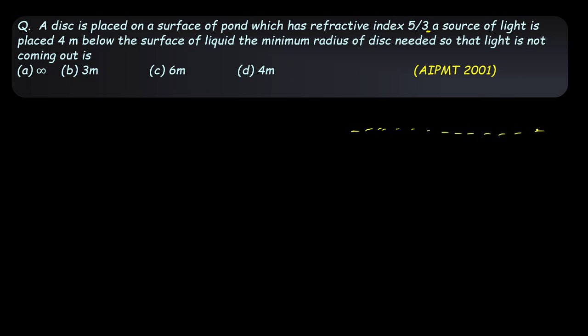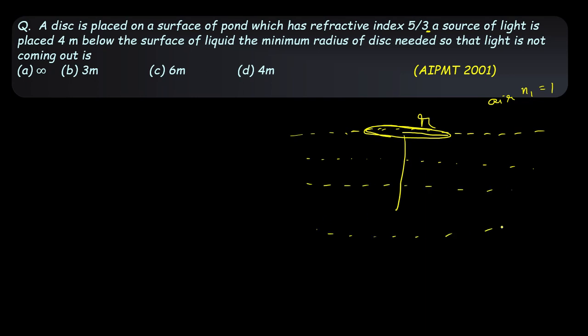Let's say this is my pond, and let's say this is the disk. This is the radius of the disk, let's say r. Outside is air, and air means n equal to 1. This is the pond, whose refractive index is 5 by 3. At a distance of 4 centimeter below the surface, there is a source. We consider this a divergent source, so the rays of light will go in all possible directions.